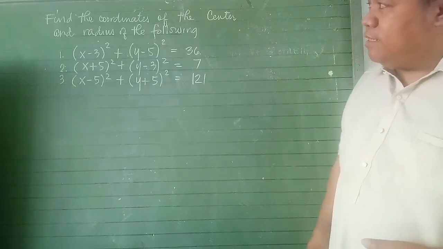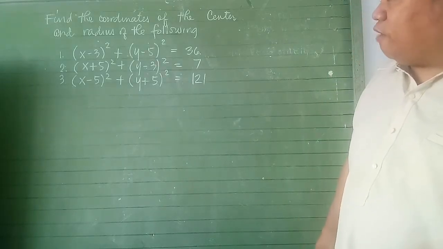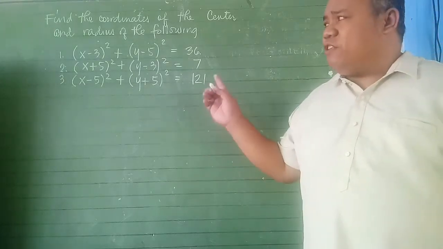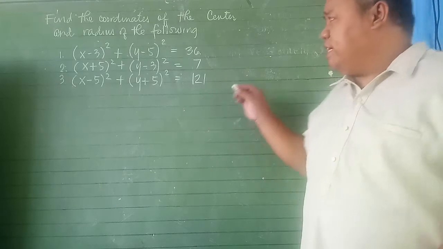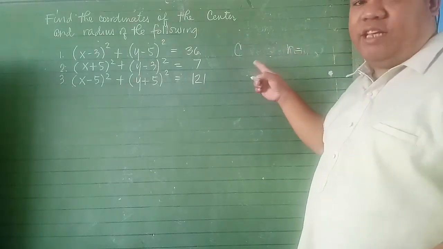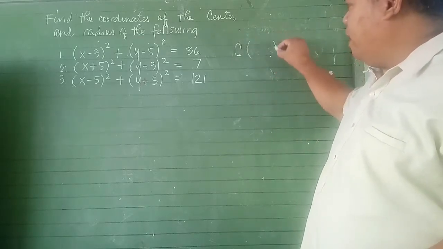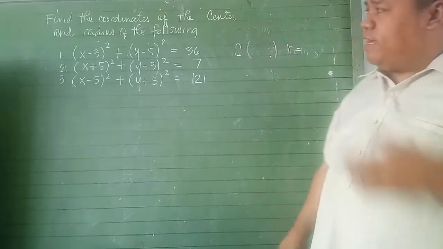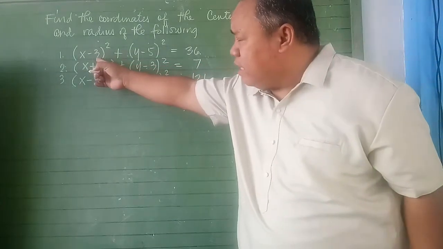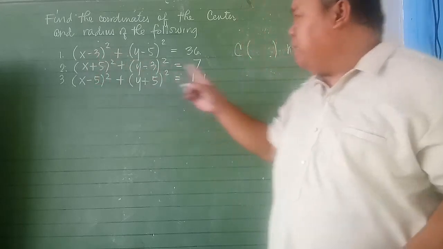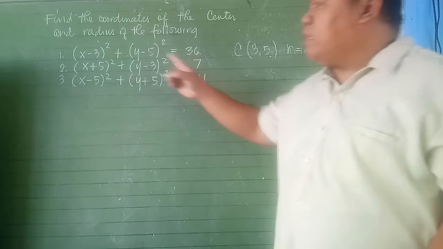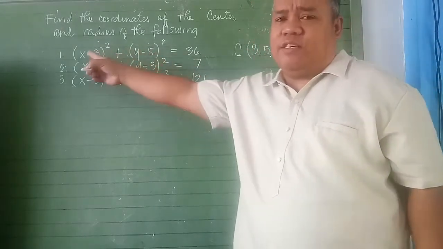Okay, let us discuss this number. Find the coordinates of the center and radius of the following circle. We're going to find the coordinates of the center, C, and the radius, R. C stands for the center of the circle, while R stands for the radius of the circle. Here, this is negative 3, so the center should be 3 and 5. That will be the coordinates of the center of the circle.